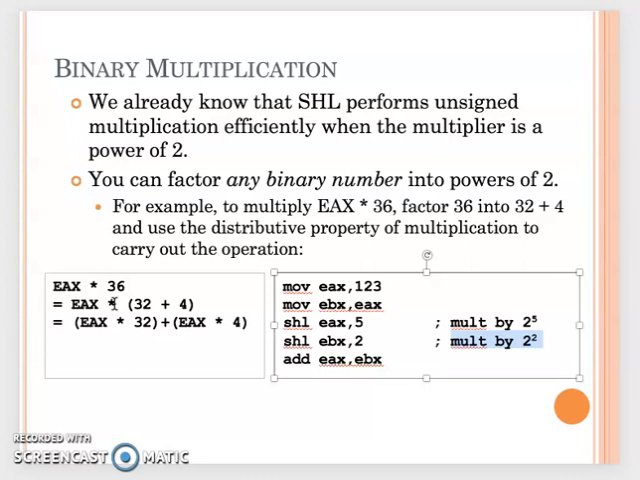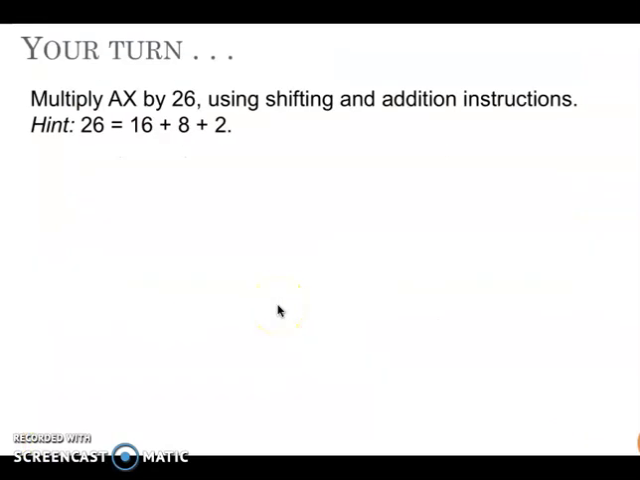Remember, anytime you can pause the video. If you are not sure and you still have a question, write it down, then you can either post in the discussion or we can talk about it during our Zoom meeting. Okay, if you are okay with that, I want you to try the next example by yourself. Now, if I want to multiply AX by 26, how can you use only the SHL instruction and addition to get the result?